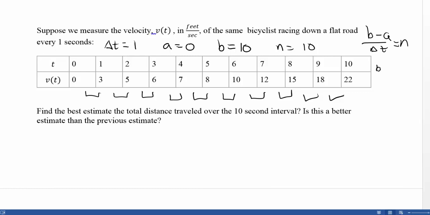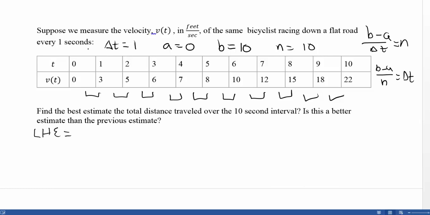Similarly, I can use that b minus a divided by n equals delta t. So if you know the length of your interval, so here b minus a is 10 units long, and you know either your delta t or your n, you can use that to find the other one if you need it for some reason. So again, we want to do a left hand and a right hand estimate. So let's start with the left hand estimate.